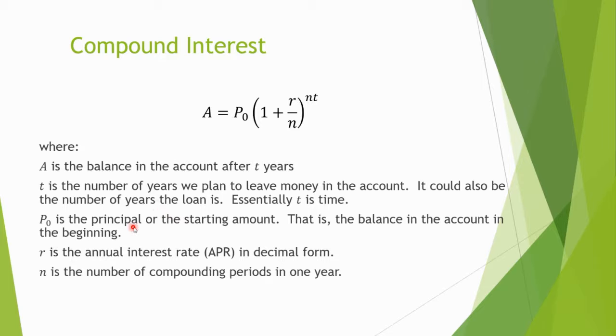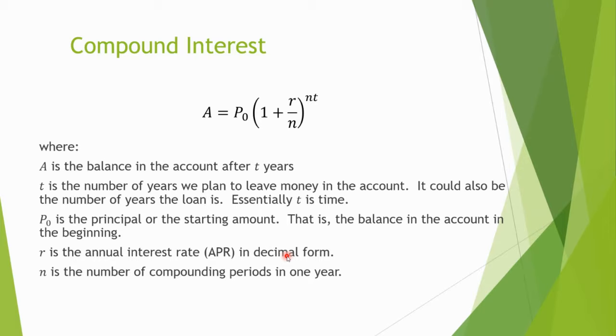We also have P naught. That's just like before. It's the principal. R, again, is our APR in decimal form. N is the number of compounding periods in a year. N is the number of compounding periods each year. So what we did just before, the previous example, N in that case would be 1. It was compounded once a year.